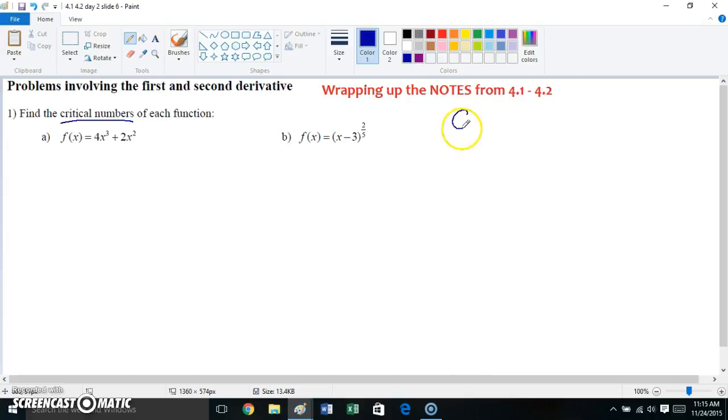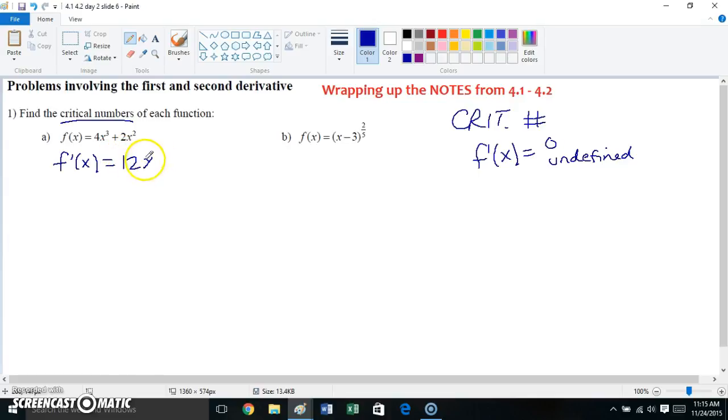Remember, critical numbers are found by looking at when the first derivative is either 0 or undefined. So the first thing we're going to do is take a derivative. f prime of x is equal to 12x squared plus 4x.